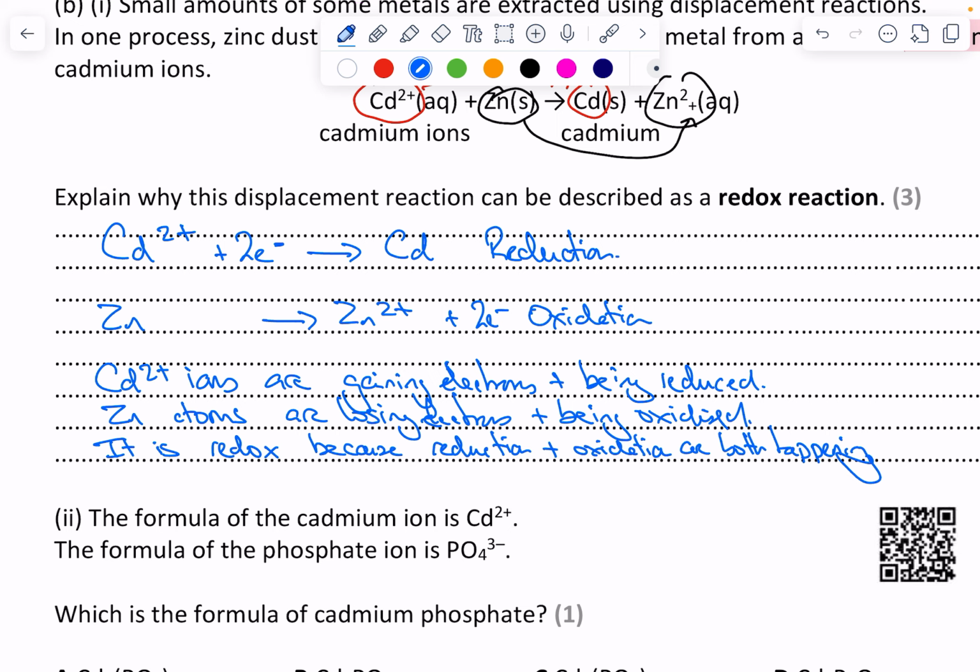Okay, 1 mark for each of those. You can do it by the equations. So these equations are great. If you have to put those in, stick them in because they show who's gaining and who's losing electrons.